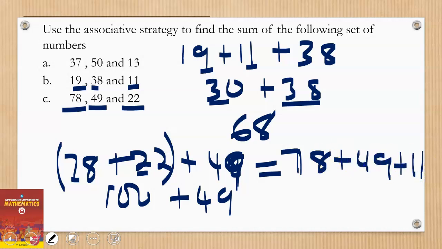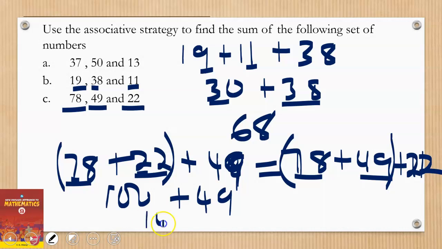If I'm doing 78 plus 49 first, because of the carrying, it's a bit more complicated than doing 78 plus 22 before adding the 49, which of course will give us 149. So this is how we can apply associative property in solving questions.